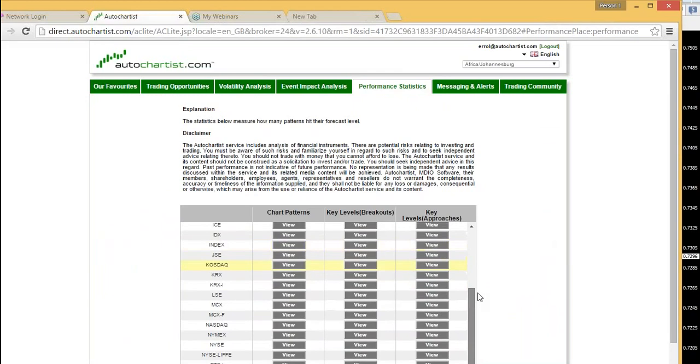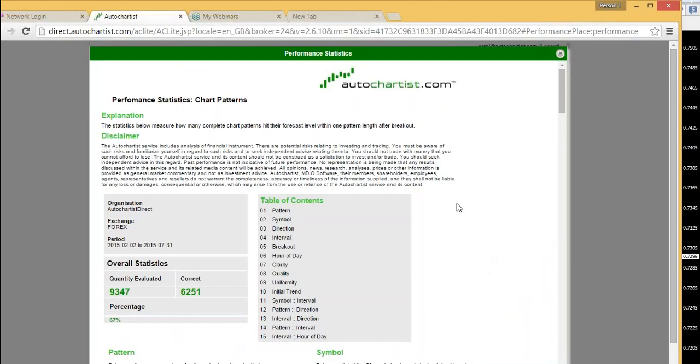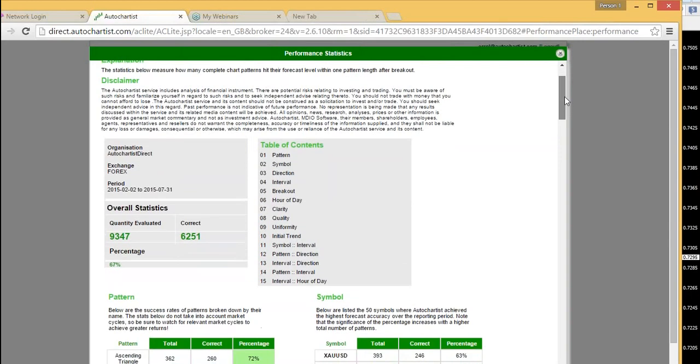And let's look at Forex. And we'll start with chart patterns. Now, what I want to do is actually use this as if I was trading myself. Let's say I come to Autochartist and I want to almost create a system that I can trade with. Even though I said before that Autochartist is not a system, it's not a signal tool, you still want to use these performance statistics to get you started and to filter out all the bad trading opportunities. So let's say I want to start looking at this and trying to create my trading plan around this.